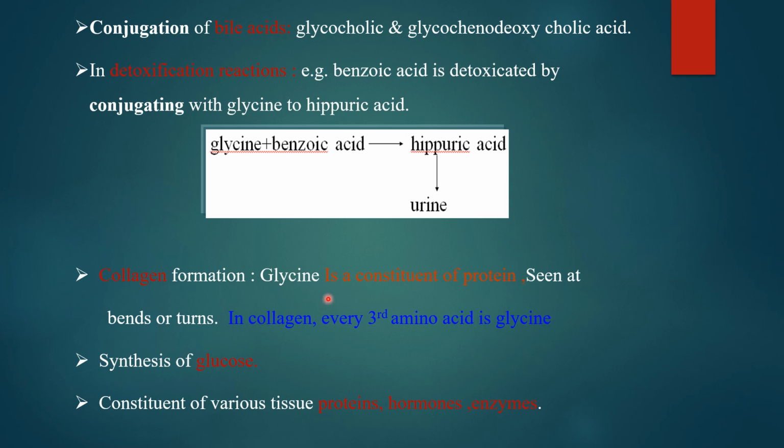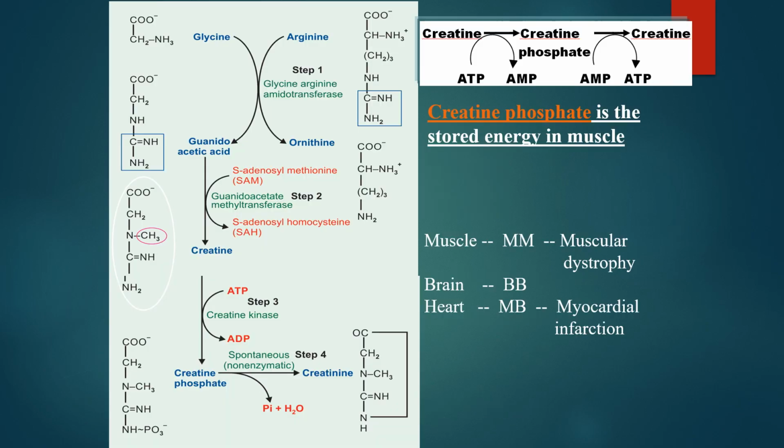Then glycine has an important role in collagen formation. It is seen at bends or turns in collagen. Every third amino acid is glycine. It is also used for synthesis of glucose. It is a constituent of various tissue proteins, hormones, and enzymes. So in this slide, we'll see the conversion of glycine into creatine.